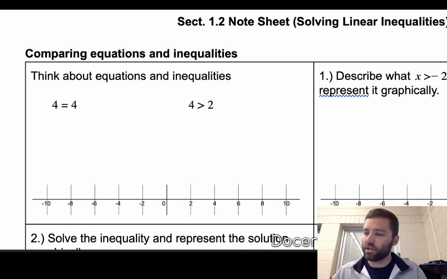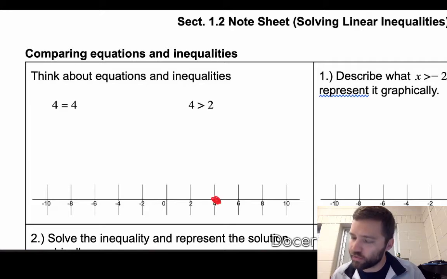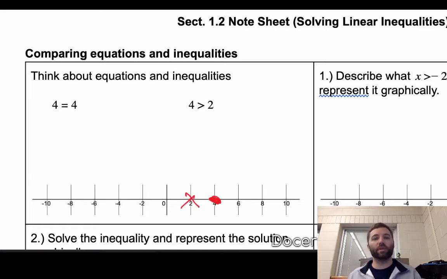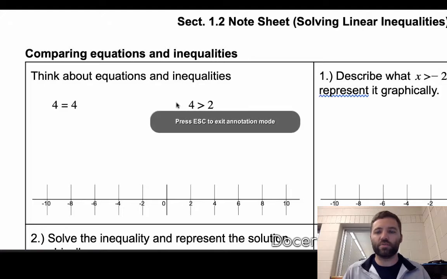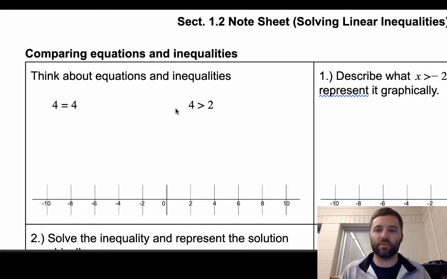Now, what about this, though? When we say 4 is greater than 2, what we mean by that is that 4 is further to the right on the number line than 2, which is right here. That's what we mean when we say 4 is greater than 2. So this number line gives us a visual for what these things mean in the context of the mathematics.